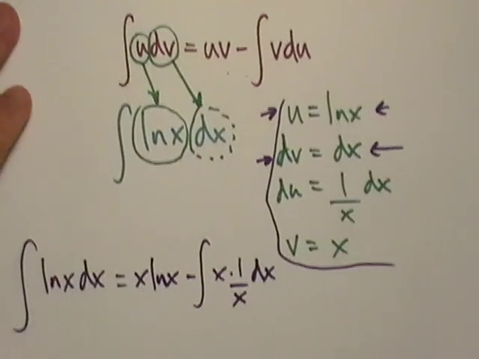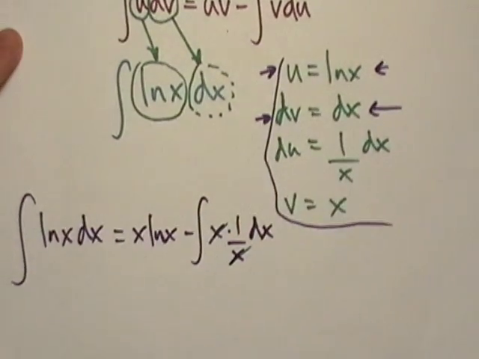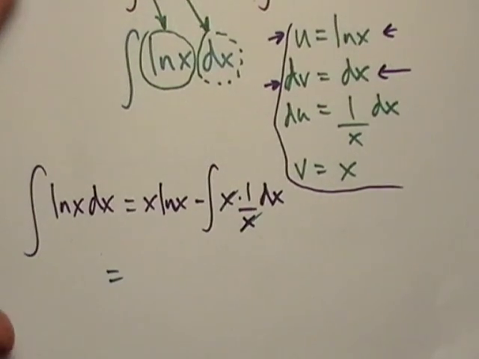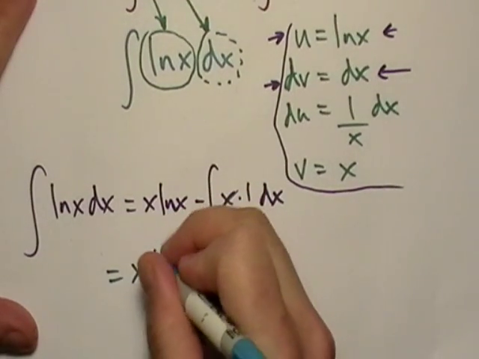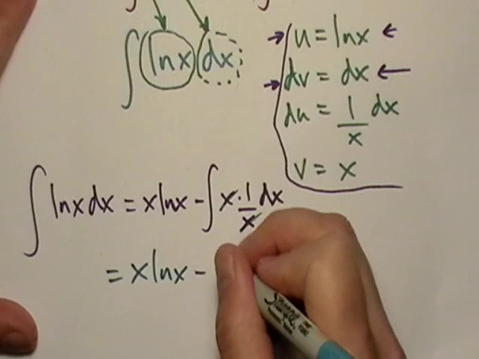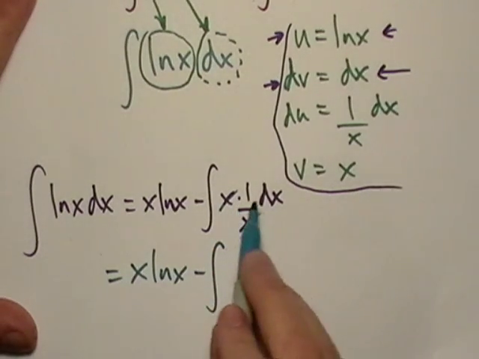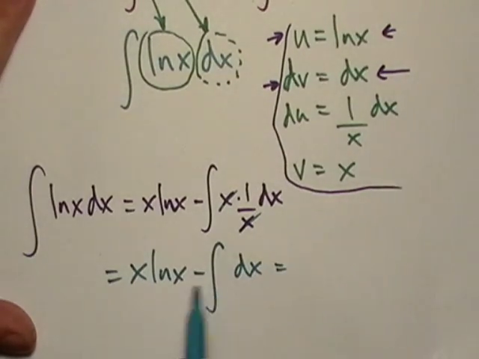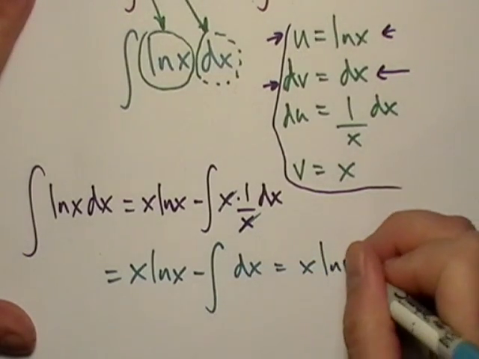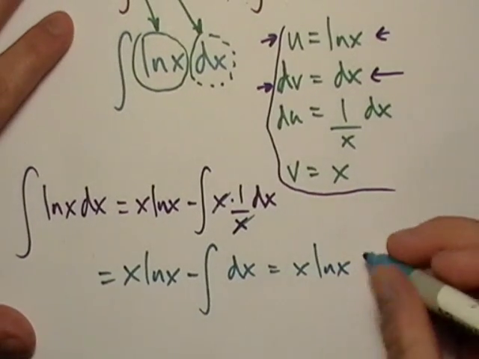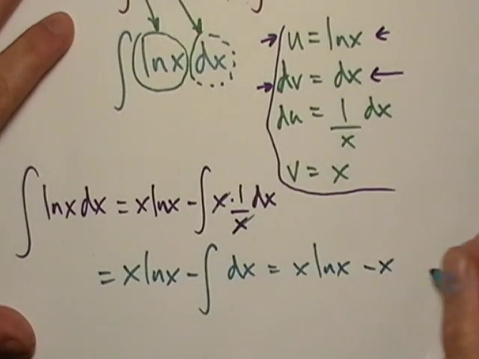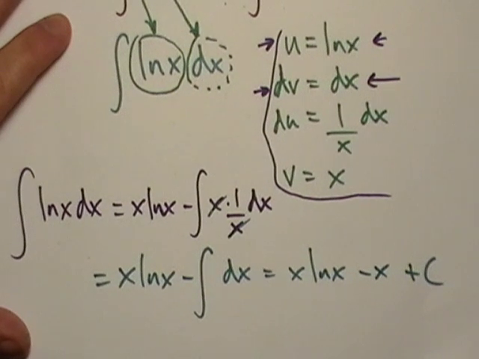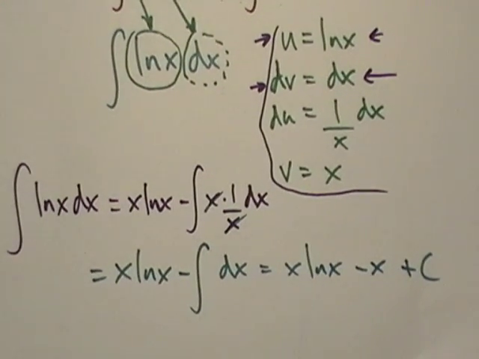So let's see here. This will cancel out. That's pretty good. So we can probably just say this is equal to x natural log x minus the integral of 1 dx. We don't really have to write the 1. That's just plain dx. And this is equal to x ln x minus x, plus c, of course. You can factor it out if you want. It's totally optional. Doesn't matter to me. So that's pretty much what we did.